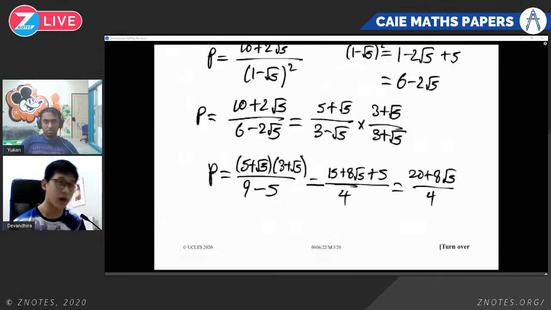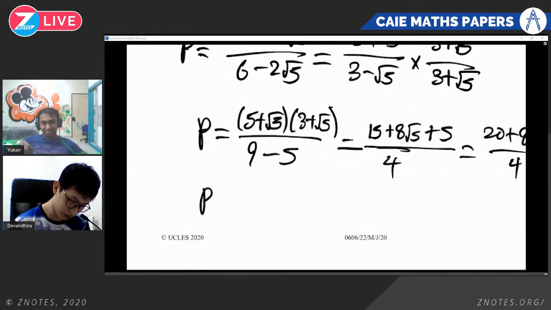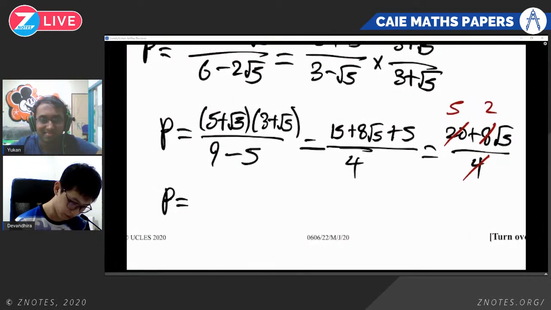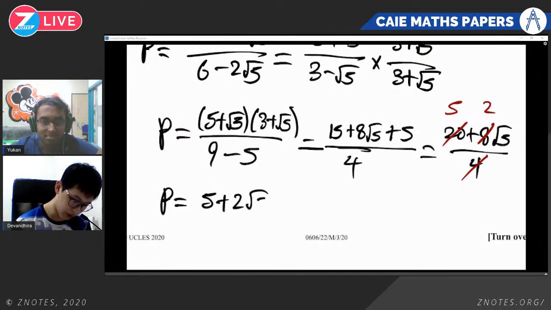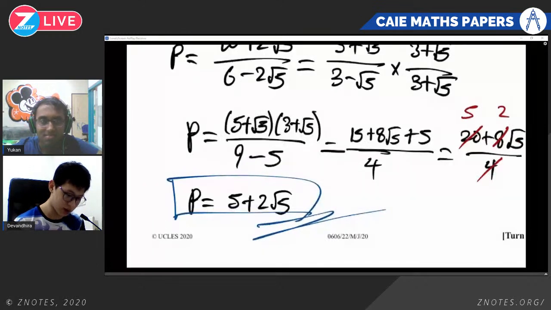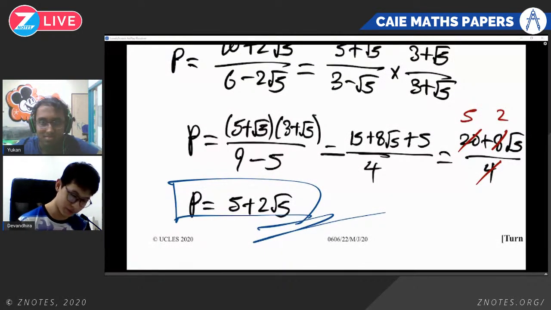Okay, we have simplified this a bit more. Are we done yet? We can divide everything by 4. Exactly. So as you can see, we can just divide this by 4, 20 becomes 5, and 8 becomes 2. We have 5 plus 2 root 5. Are we done? Yep, we're done. Exactly. Okay. Don't forget to box your answer. So the answer is 5 plus 2 root 5.